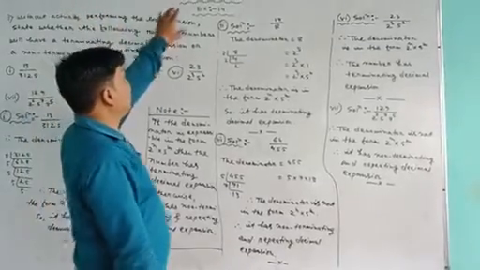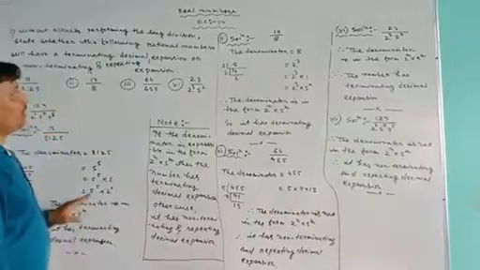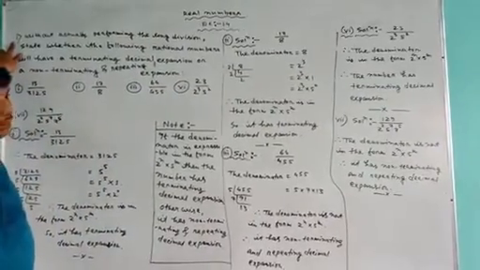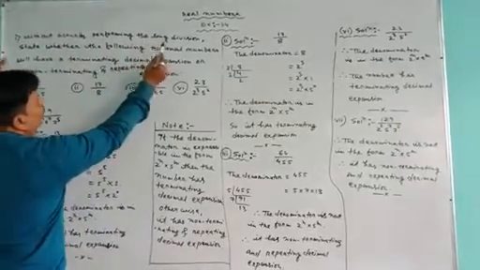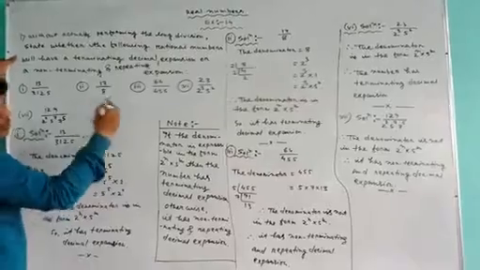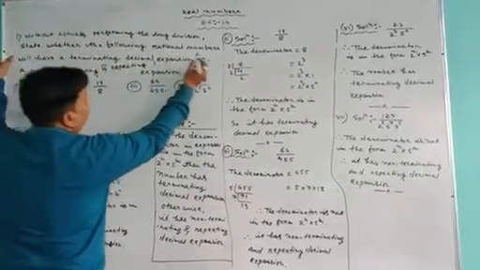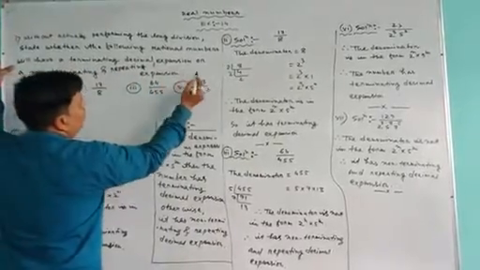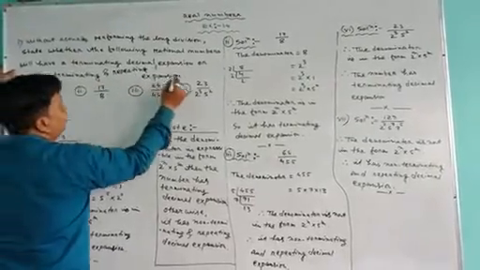So it is chapter 1. Chapter 1 name is real numbers, exercise 1.4. So question number 1 says: without actually performing the long division, that means without doing divide, state whether the following rational numbers will have a terminating decimal expansion or a non-terminating and repeating decimal expansion.